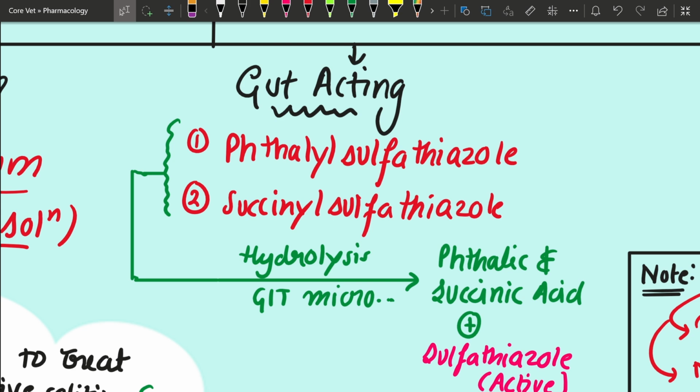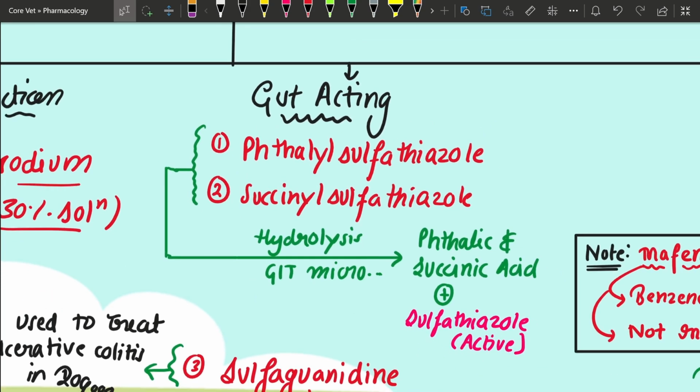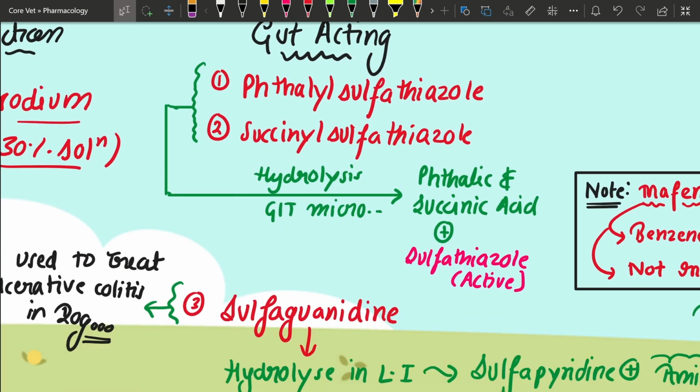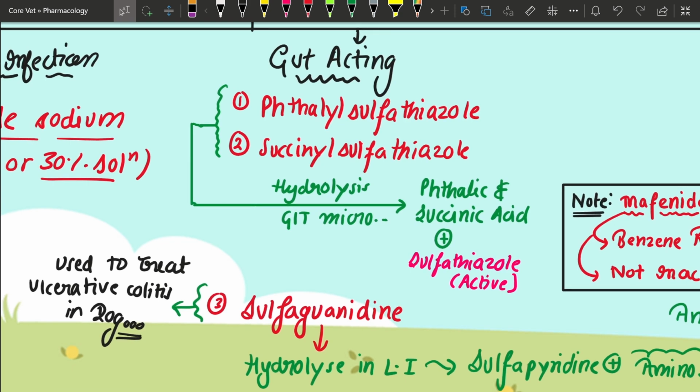So when there is going to be an infection due to gram positive aerobes and gram negative aerobes, the gut may be infected, right? So for the treatment of the gut in this situation, we can use three drugs, okay? They are phthalylsulfathiazole, succinylsulfathiazole, and sulfaguanidine. These are the three drugs that could be used in gut infections, right?